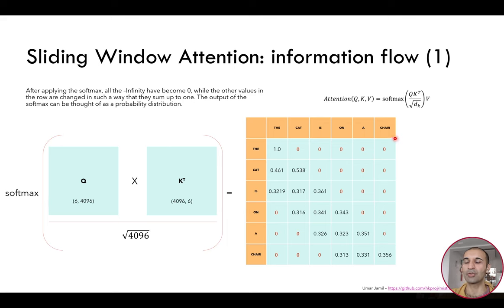What is the next operation that we do in self-attention? We then take the output of the softmax and multiply it by the V matrix. So let's do it.